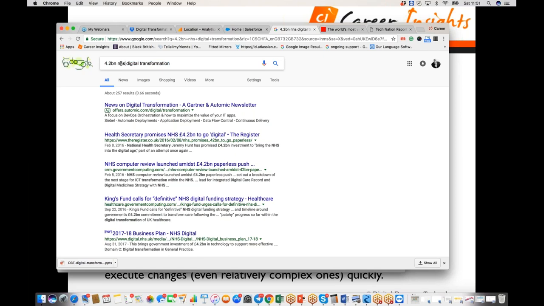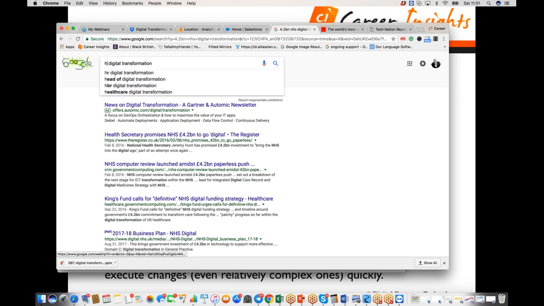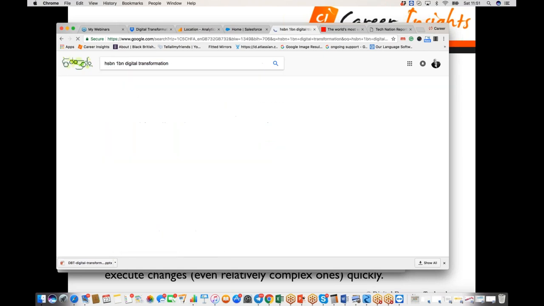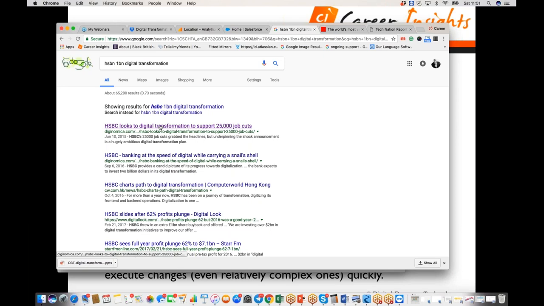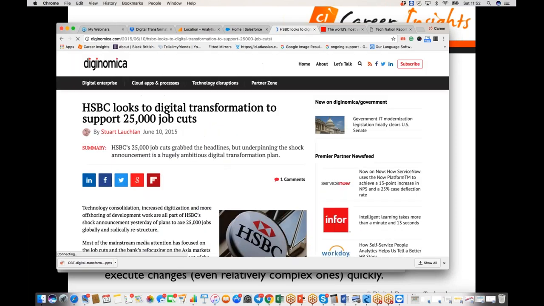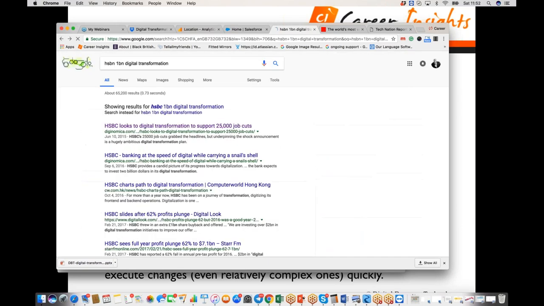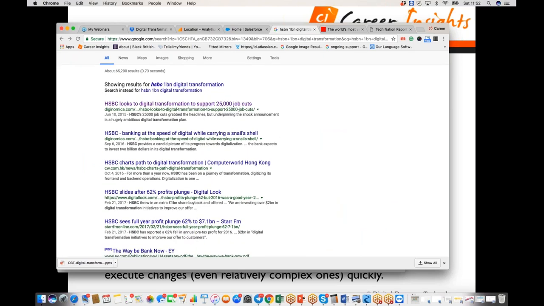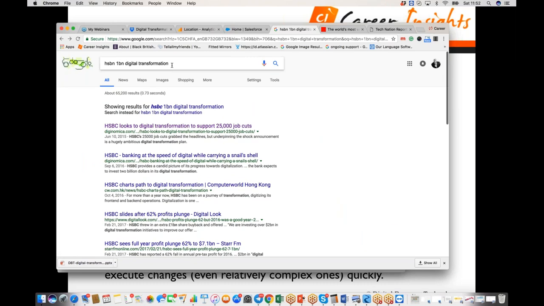Who else? HSBC, I think it was 1 billion or 2 billion. HSBC looks to digital transformation to support 25,000 job cuts. I've seen the number, they actually spent 7.6. Okay, that's the result of their digital transformation, but I know they're spending a lot of money on it. And it goes on and on. Why? Because if you don't do it, you're dead.